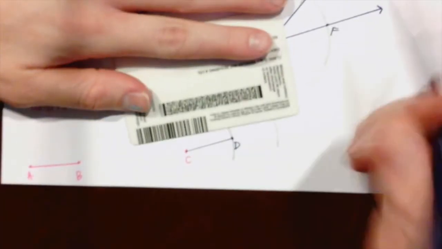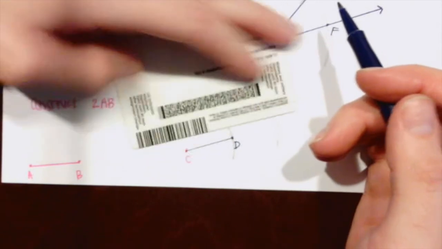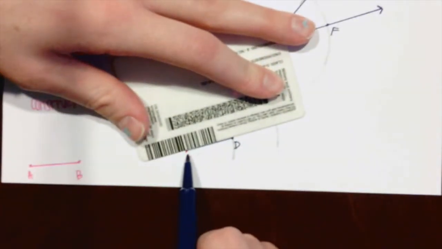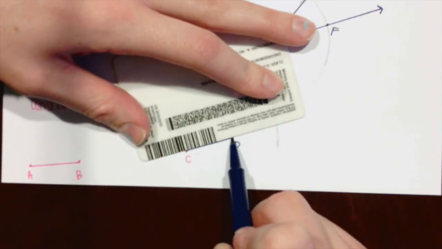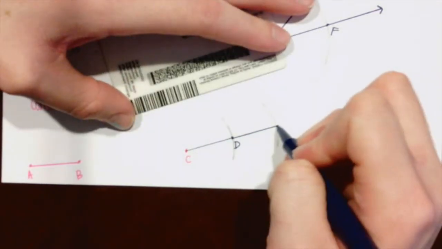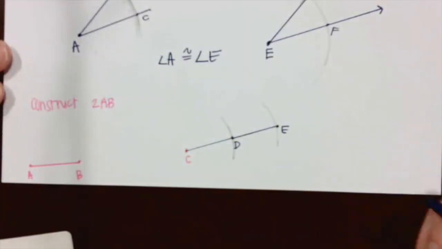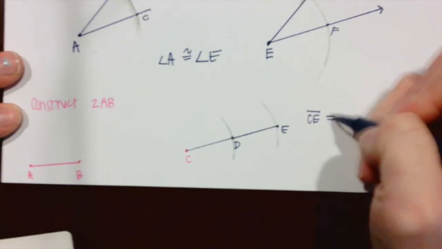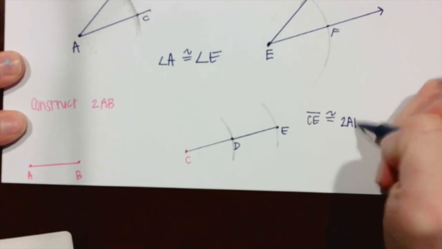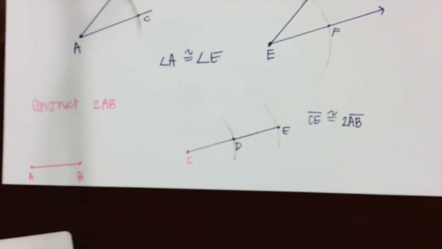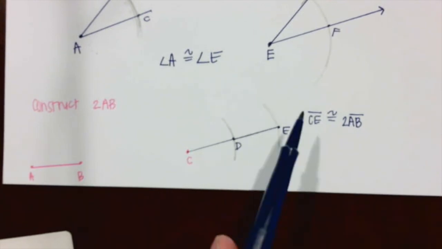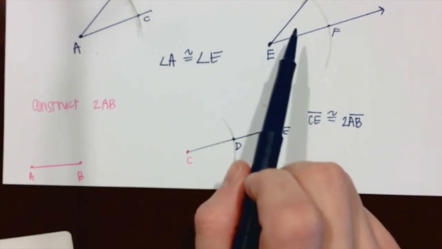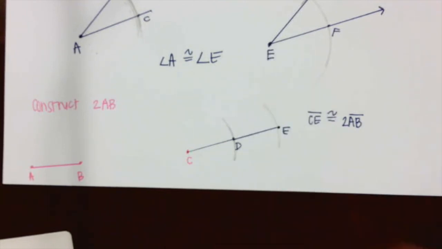Now when I use my straight edge, I can't just do from D to any place because we're trying to make a single line. We need to make sure that the straight edge is lined up with the line we already have, and then we're just going to continue that line to point E. So now I can say that my new segment, segment CE, is congruent to 2 times segment AB. And the same process will be followed to create angles that are twice the size of their original. Once you have one angle done, you can construct another one that's right by it.